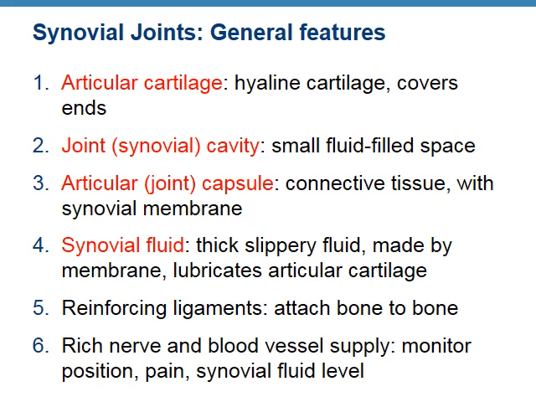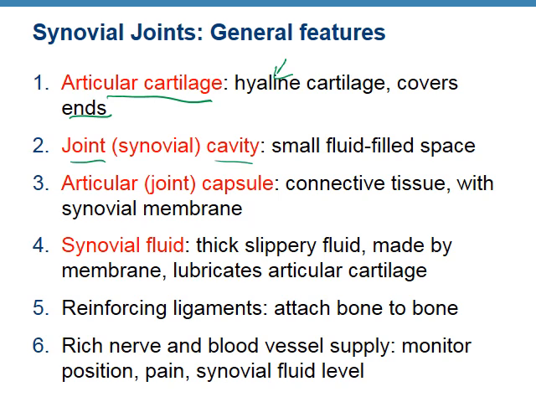Here are the synovial joint features. 1, there's articular cartilage, which is hyaline cartilage that covers the ends. Remember, when 2 long bones, or 2 bones in general, come together, they're going to be covered in hyaline cartilage. Since it's the articulation site, we call it articular cartilage.